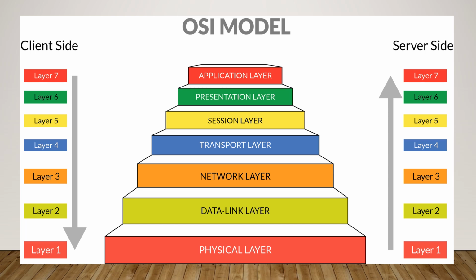The first layer is the physical layer, and then data link layer, network layer, transport layer, session layer, presentation layer, and application layer. We will be seeing them one by one. In this diagram you can see that from the client side the information passes through application, then presentation, session, transport, network, data link layer, and then physical layer, whereas on the server side the order gets reversed. Now let's know about them one by one.